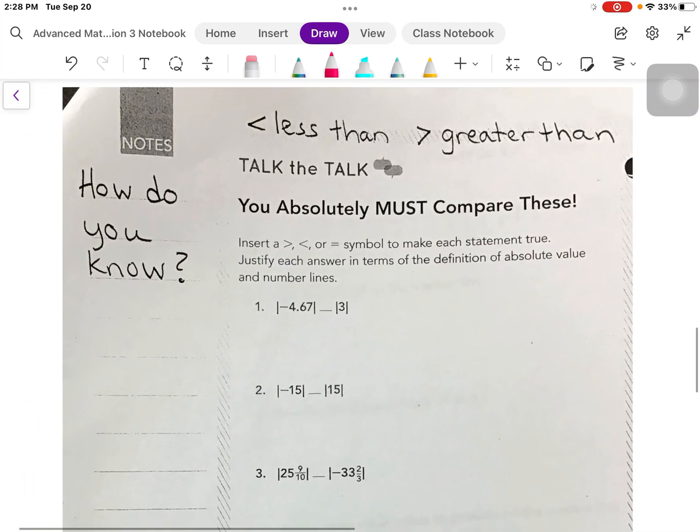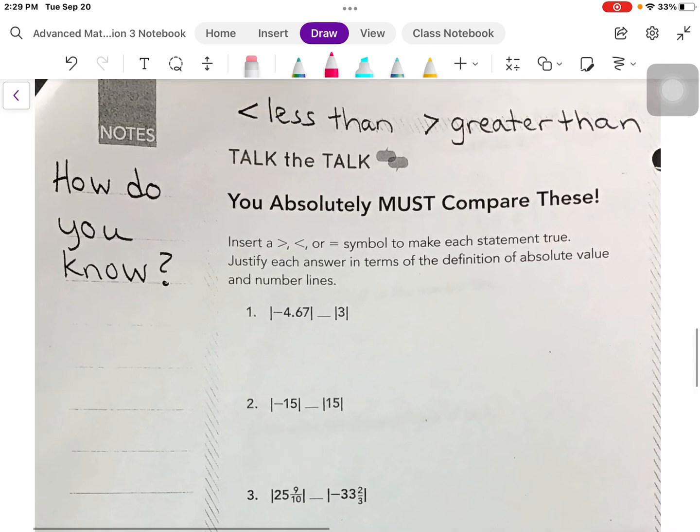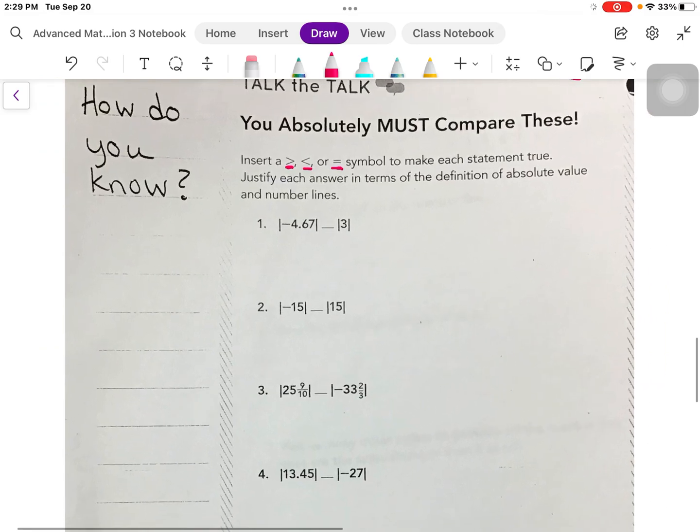Last one. Less than, greater than. Talk the talk. It says, how do you know? You absolutely must compare these. All right, so it says insert a greater than, a less than, or an equal symbol, and I put them up here for you, to make each statement true. Justify each answer in terms of the definition of absolute value and number lines.